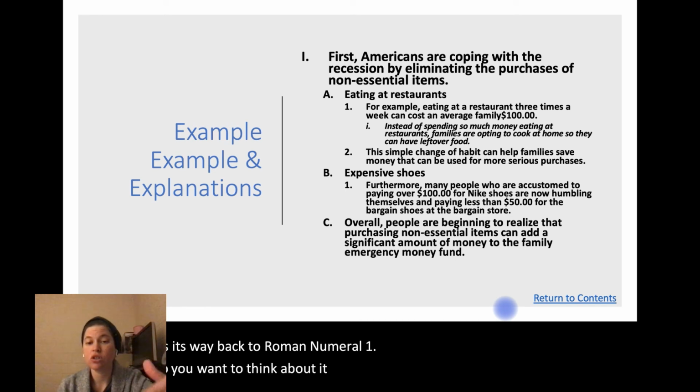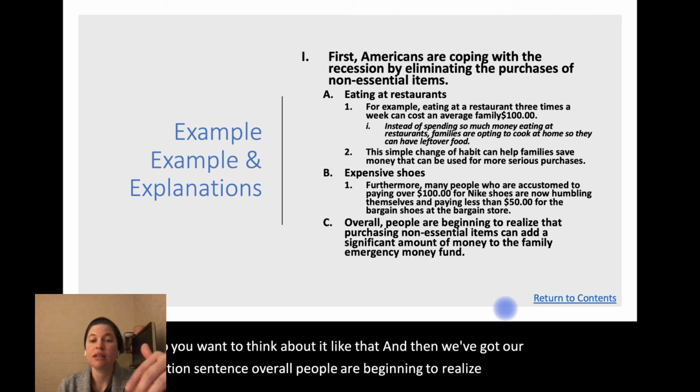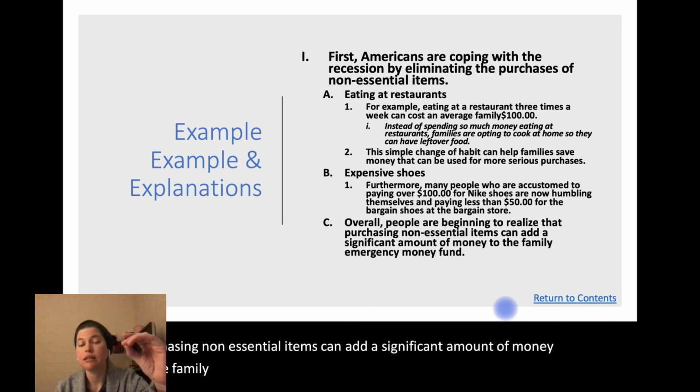And then we've got our transition sentence. Overall, people are beginning to realize that purchasing non-essential items can add a significant amount of money to the family emergency fund, right? It just ties everything together.